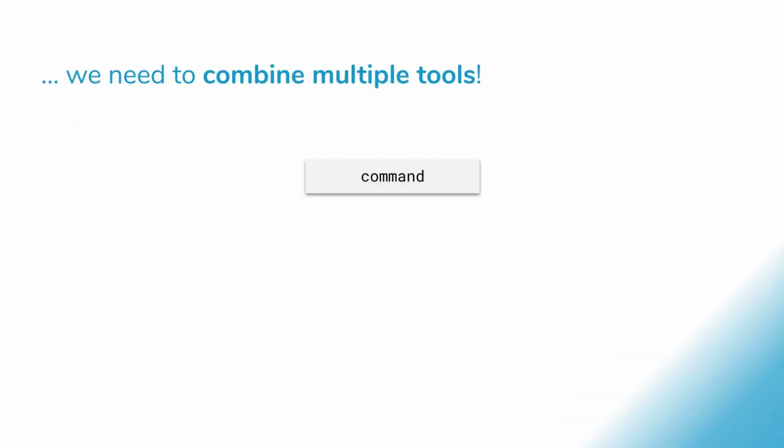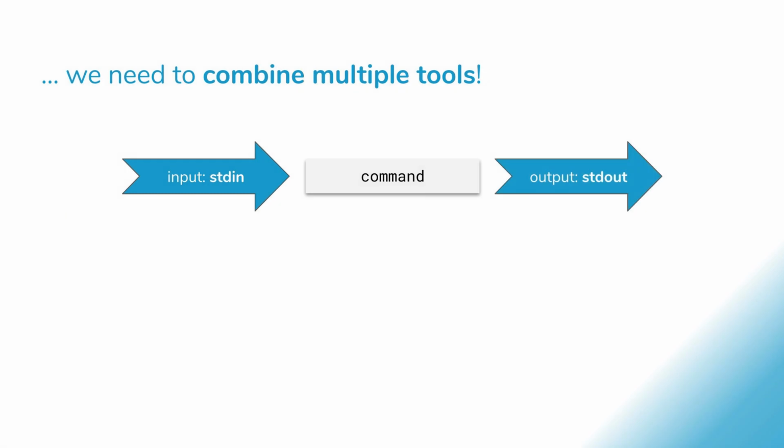If we need to combine multiple tools, we typically use the data streams every command gives us. You may know that every command per default is equipped with 3 data streams. One for reading data in, the input data stream, stdin. A second data stream for printing out the normal messages to the console, the standard output or stdout. And for error messages, we have a third one, stderr, the standard error output.